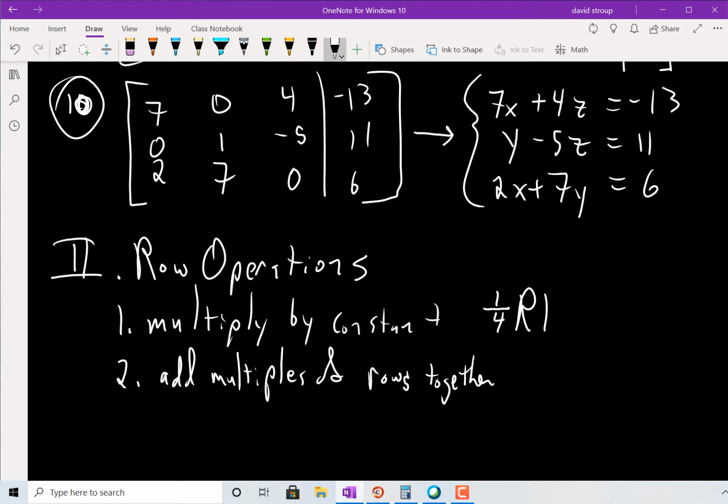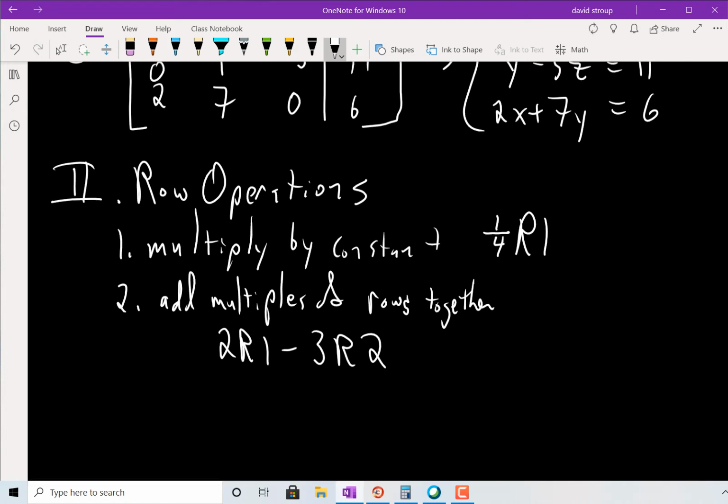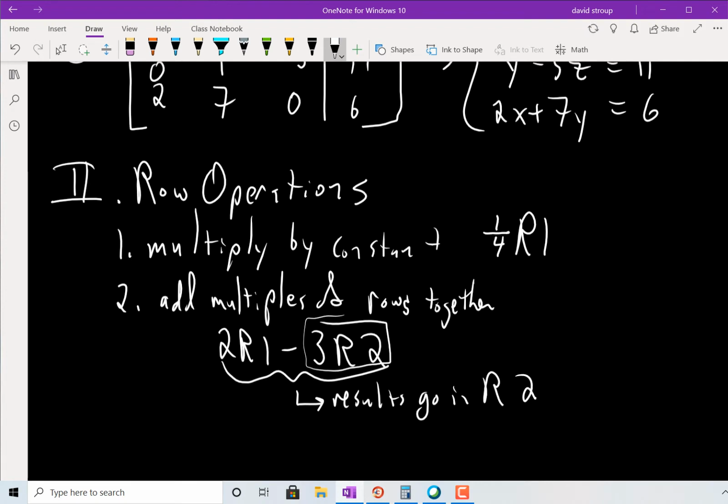And the notation for that might be something like 2 times row 1 minus 3 times row 2. And when you get that, this is kind of different. It's going to replace row 2. So the results of this will end up in the second place. Whatever you put there, that's where it ends up. So the results go in row 2.